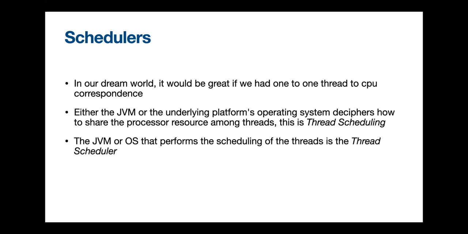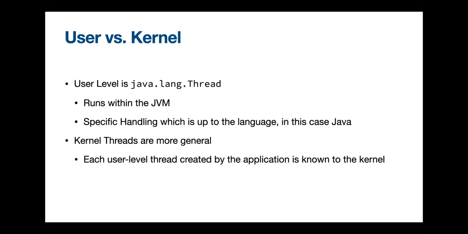Schedulers. In our dream world, it'd be great if we had one-to-one thread to CPU correspondence. That'd be great. I'd have my own very CPU, and I could use it whenever I want to. But either the JVM or the underlying platform's operating system will decide and share the process or resource amongst threads. This is called thread scheduling. The JVM or OS that performs the scheduling of the threads is called a thread scheduler. So when we discuss the term thread scheduling, that's all it means. I'm scheduling a particular thread, ready for it to be used on my operating system.